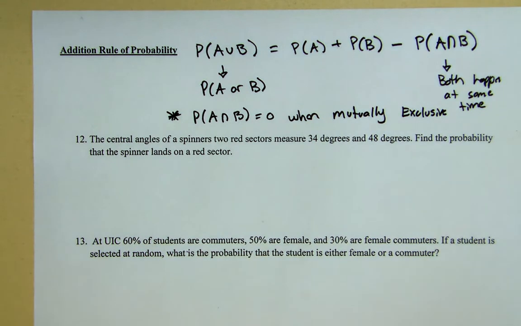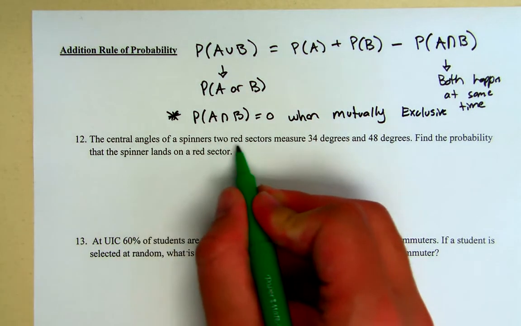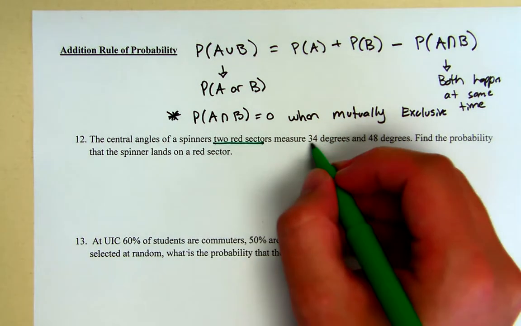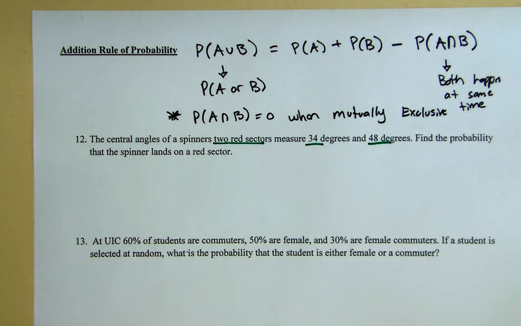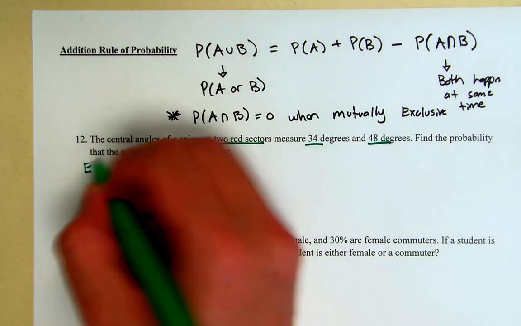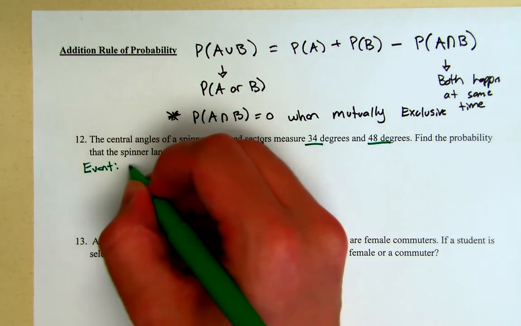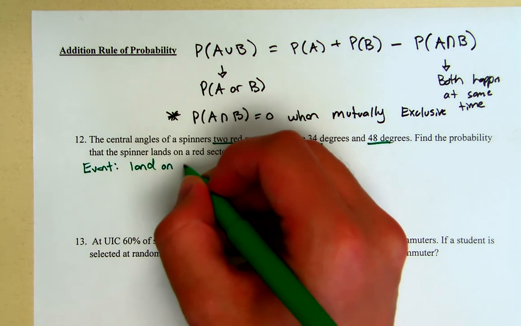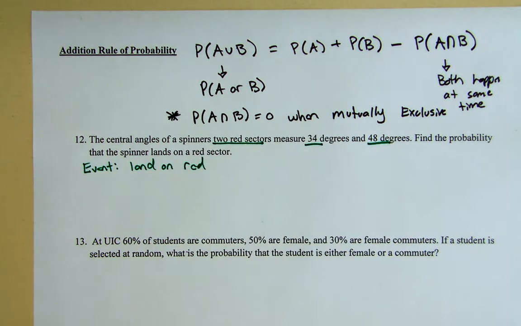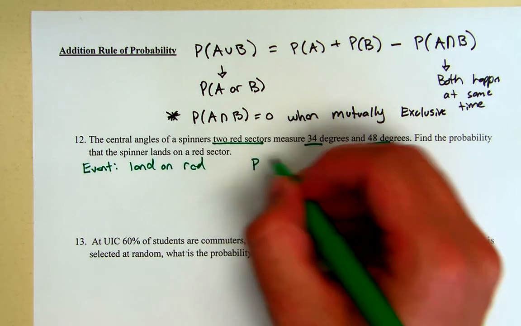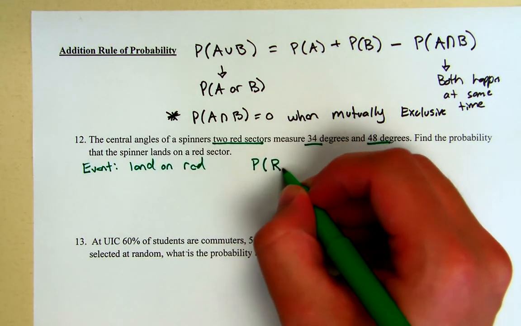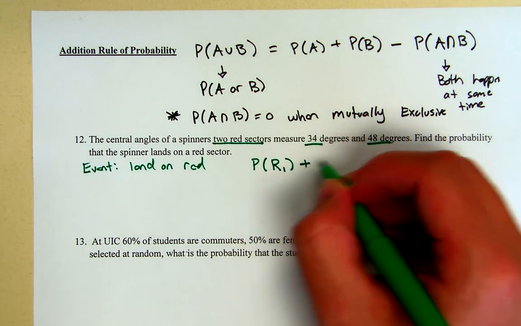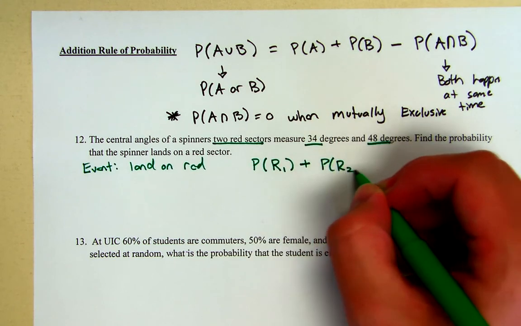Alright, so let's talk about an example. Central angles of a spinner have 2 red sectors that measure 34 degrees and 48 degrees. Find the probability that we land on red. So the event is landing on red. Since there are 2 different red sectors, I need the probability of red 1 plus the probability of red 2.